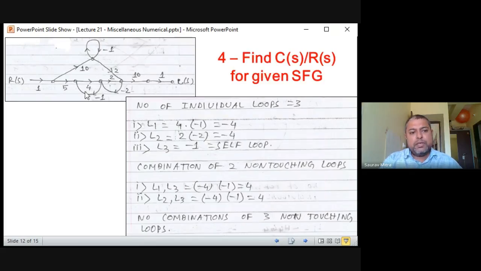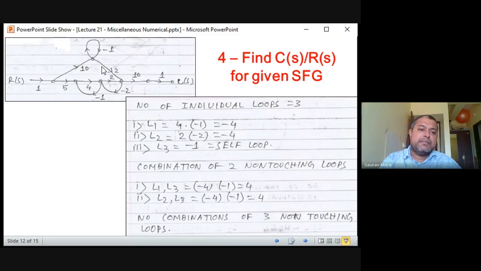So these loops, minus 4 and minus 1, are non-touching. So what is the gain of their multiplication? This is minus 4 and minus 1, this is 4. This is the first thing. So L1 and L3 are non-touching. So this is 4 into minus 1 into minus 1, this is 4.